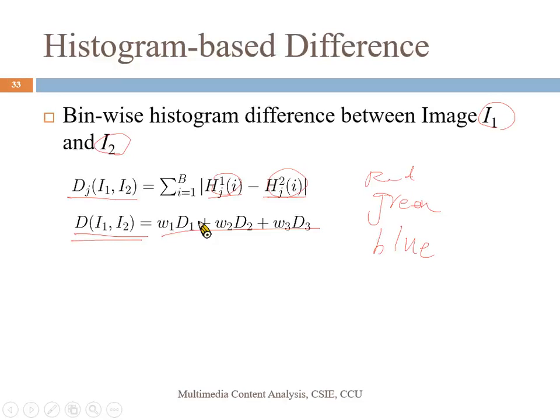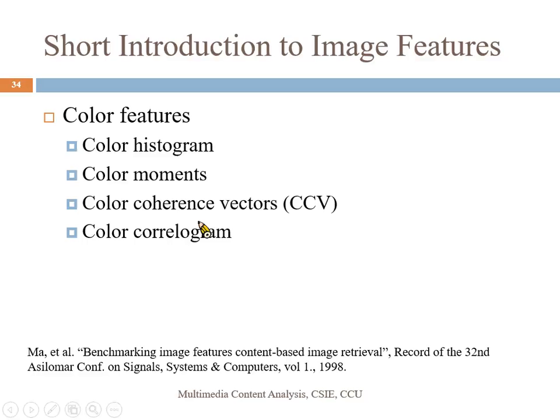In the following, we will briefly introduce simple image features, with which we can describe images from many different perspectives. One of the most effective perspectives is color. Based on color features, we can construct color histograms, color moments, color coherence vectors, color correlograms, and many others. The materials described in the following are mainly from the conference paper here.